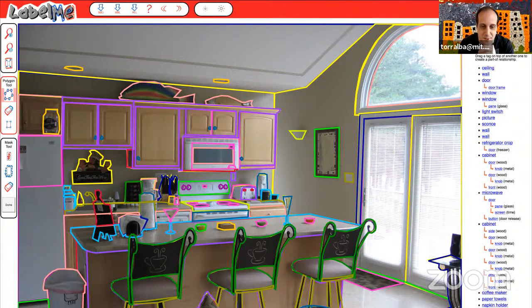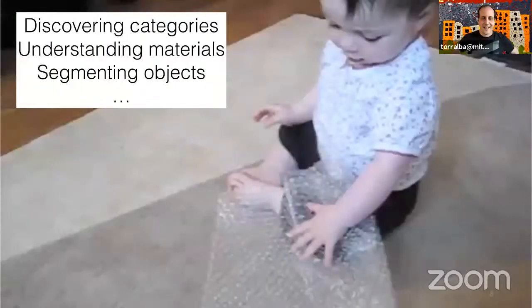And here is an example of an image that has been segmented so that you can use it to train semantic segmentation with neural networks. You need to label a lot of images like that, and it's just a lot of effort. And that's very different from how humans learn.